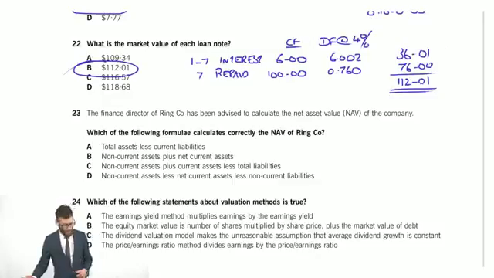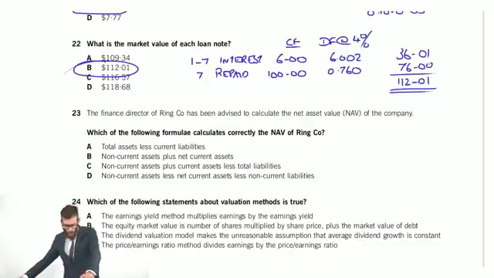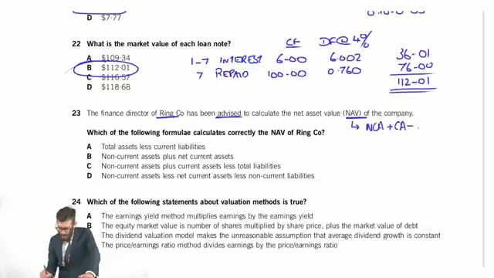Now, this one you've got to take your time on because it's playing on words and it's going to detract from your awareness. The finance director of Ring has been advised to calculate the net asset value of the company. Well, as soon as you see that, remind yourself, net asset value is non-current assets plus current assets minus current liabilities minus long-term debt. And current assets minus current liabilities is what we know as net current assets. So non-current assets plus net current assets minus long-term debt.